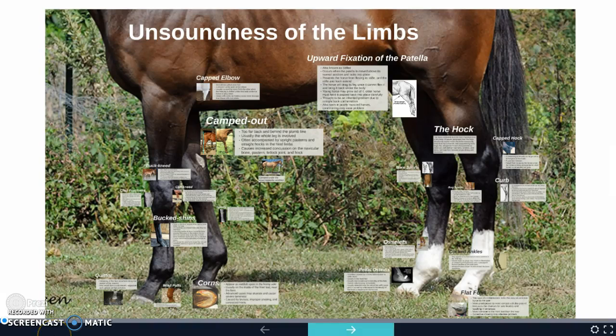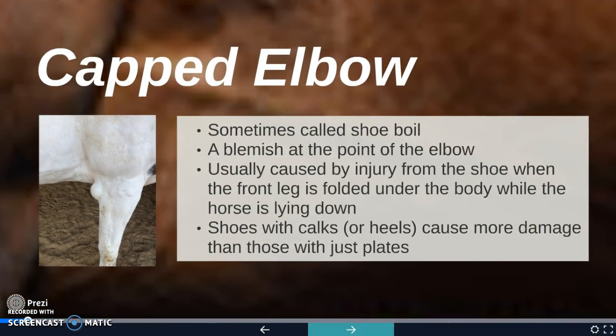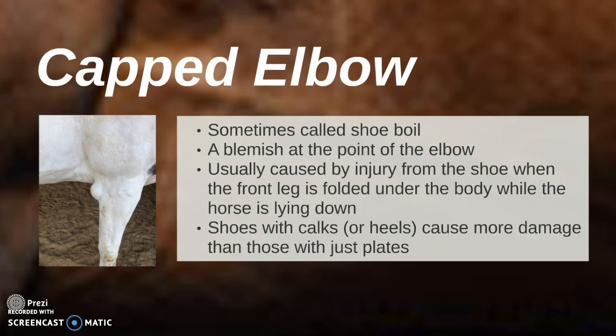Alright, so now, unsoundness of the limbs. Now, if you've been around horses for any amount of time, you know that if any unsoundness is going to occur, it's going to occur in the legs. So, starting with capped elbow, sometimes called a shoe boil.